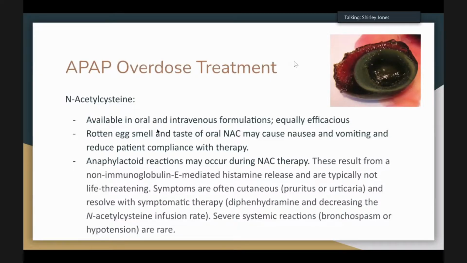It comes in oral and IV formulations, and these are equally efficacious. The problem with the oral N-acetylcysteine is that it smells and tastes like rotten eggs, and so your patient is probably not going to be compliant with taking it. You can also see anaphylactoid reactions with N-acetylcysteine, and they're not typically life-threatening. They usually have itching and urticaria, and it resolves with symptomatic therapy with diphenhydramine, and then you need to decrease your drip rate. You can see severe reactions, but they're rare.